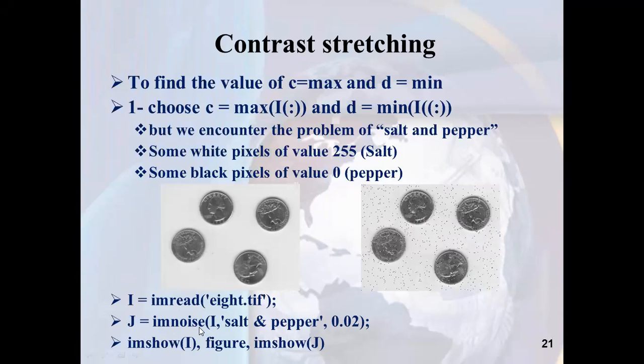So we have a function with which we can add noise to any image. This is imnoise and this is salt and pepper. Here I took a rather high percentage just to show you the presence of white and pepper. As you see here, we have some pixels that have the white color, which means 255, and some pixels have 0, which represent the pepper.